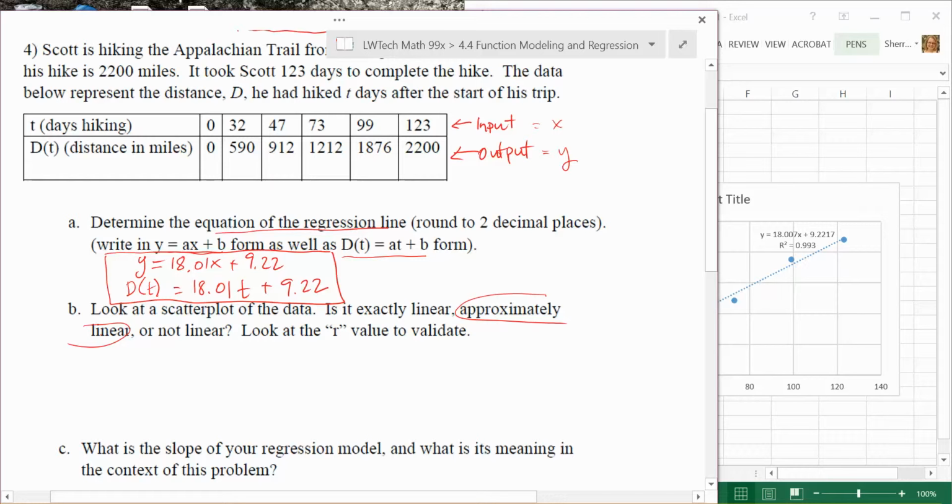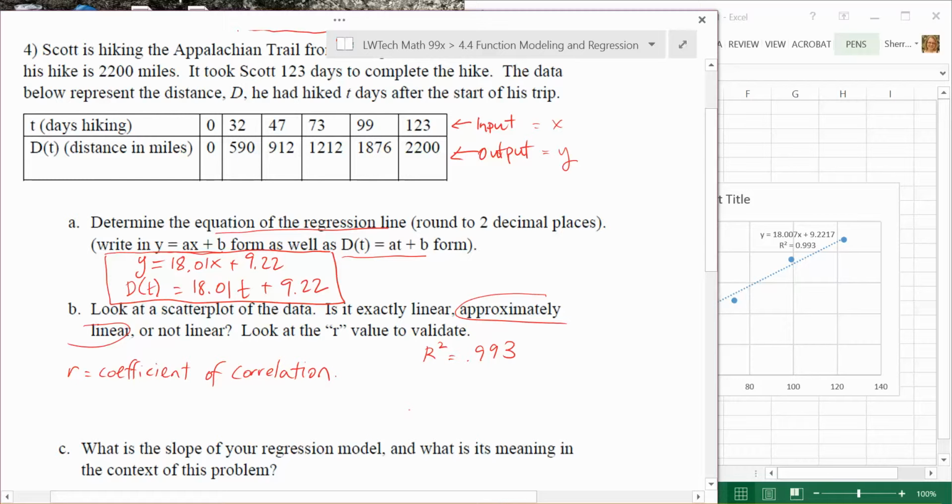A more mathematical way to look at this is to look at the r value, or in this case, the r squared value that we are given. Here, our r squared value is 0.993. Now, if we have r values, what does r even mean? R is what we call the coefficient of correlation. And what it's doing is it's saying how good does the data set match up with the equation that I've written? How far off is it?